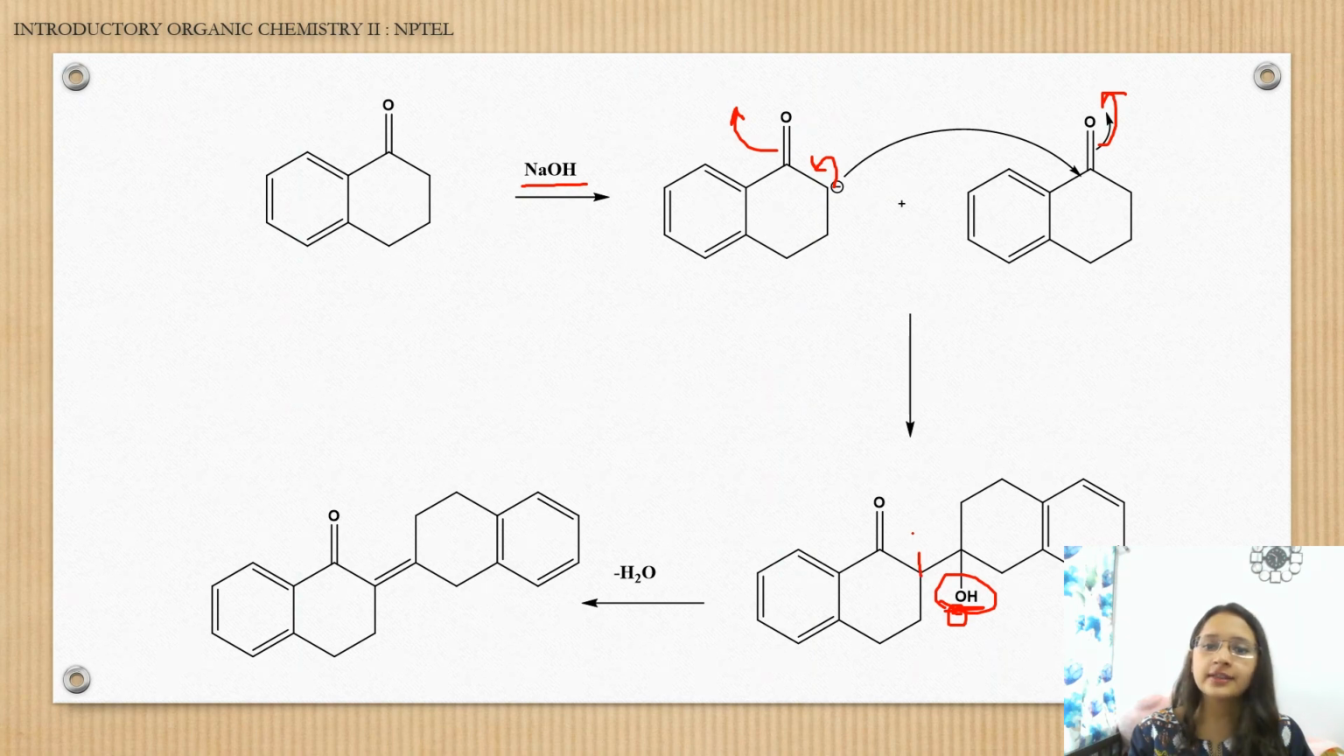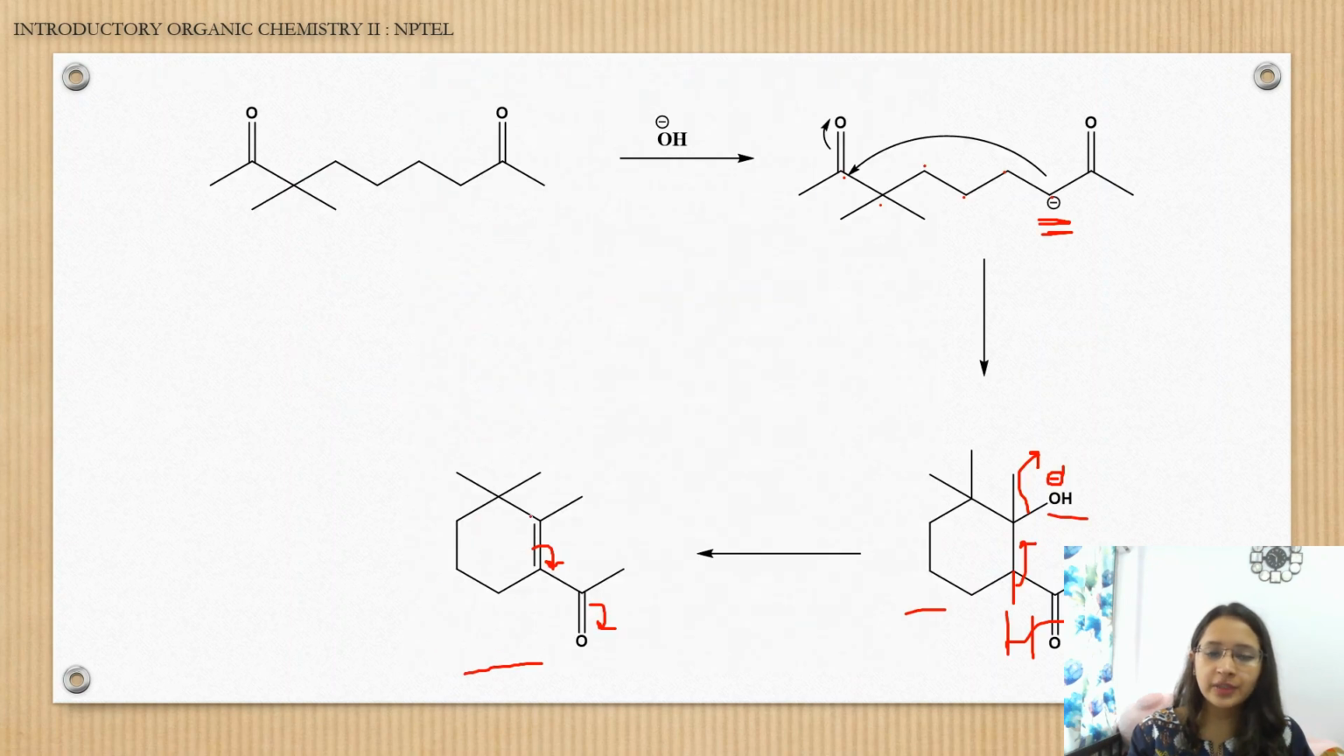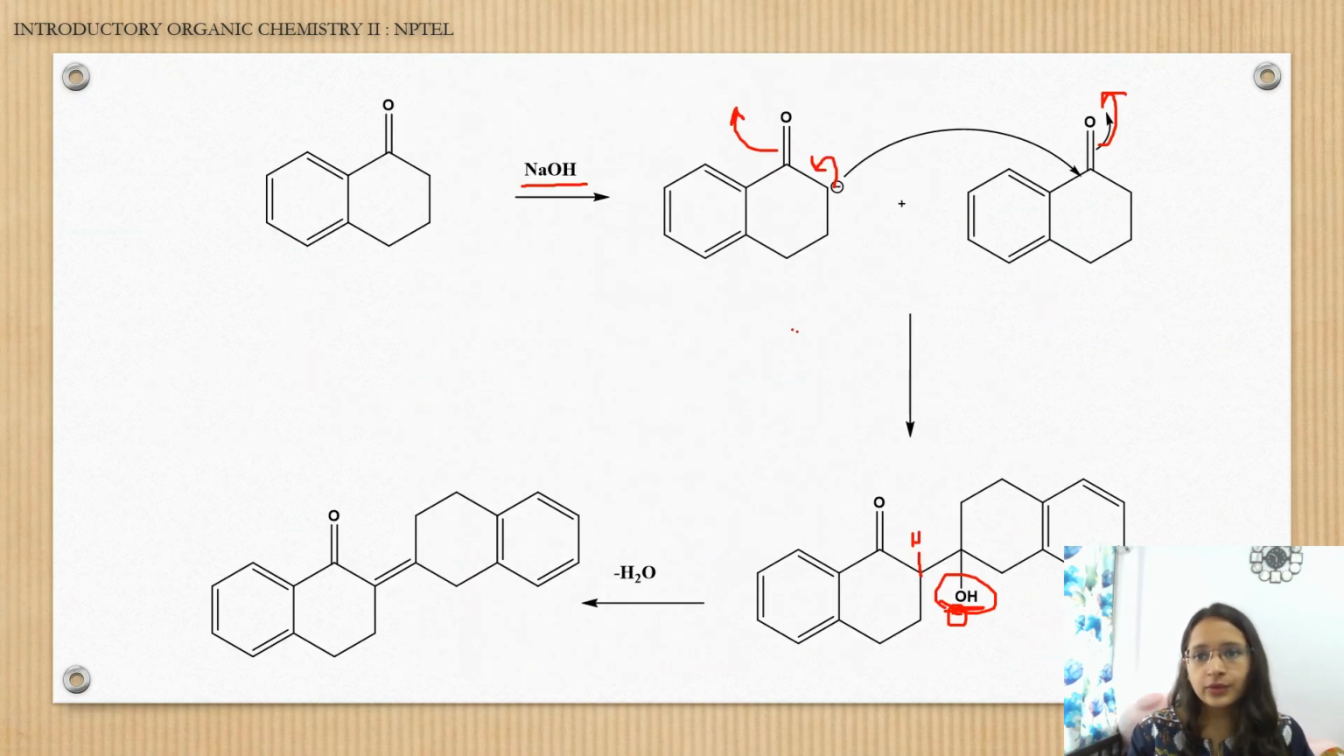In the similar case as the previous question, I told you that if there is a possibility of generation of an alpha beta unsaturated ketone, the system will prefer that because of the more stable conjugation present in the alpha beta unsaturation. There is no conjugation between this particular OH and the carbonyl. That is why the dehydration step takes place, to give a more stable alpha beta unsaturated ketone. Here also, the same case is there.